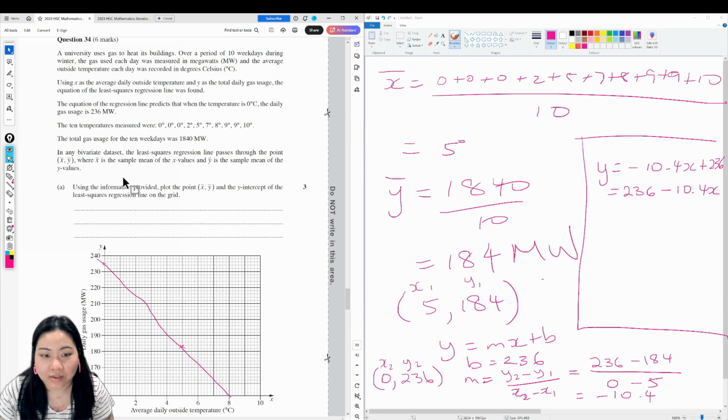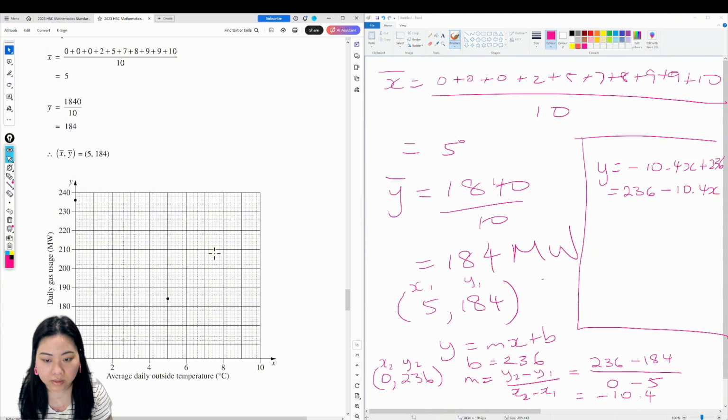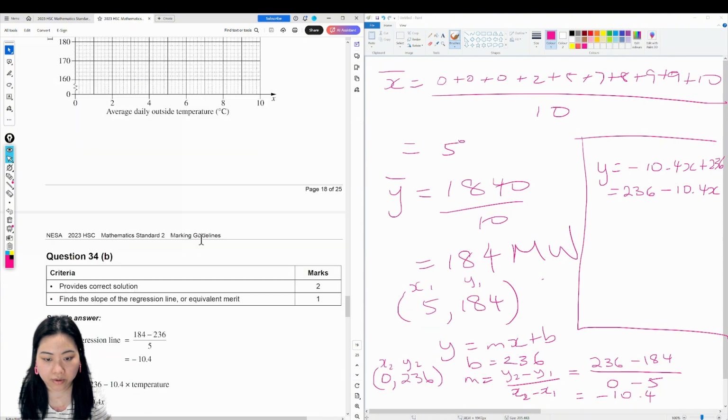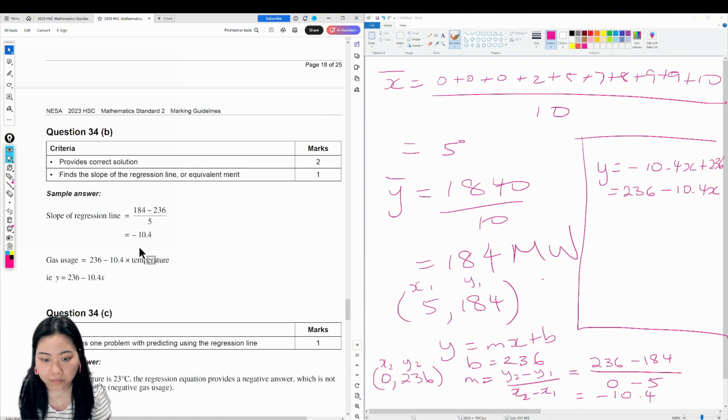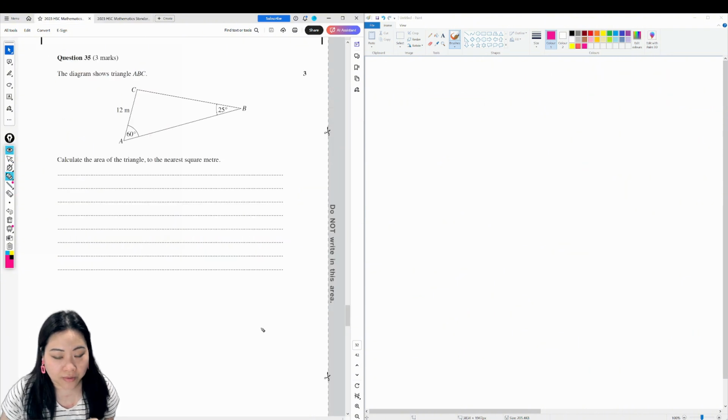But let's see what they say. Okay, the mean of x is 5, yes. Of y is 184, yes. 5 and 184. The slope is negative 10.4, yes. Gas usage, y is equal to 236 minus 10.4x. Good. And then it says here, when the temperature is 23 degrees Celsius, the regression equation provides a negative answer, which is not physically possible. Yeah. Excellent.